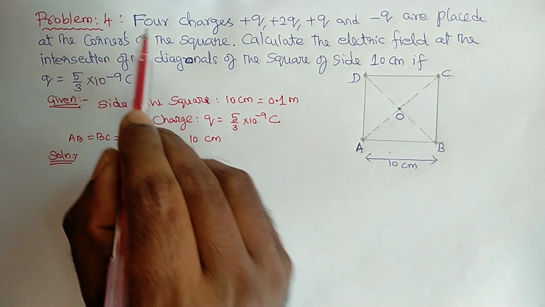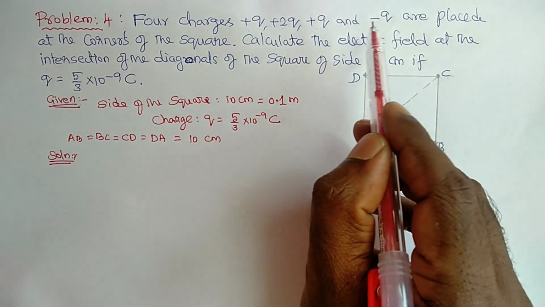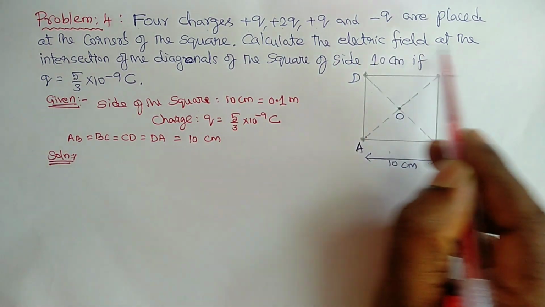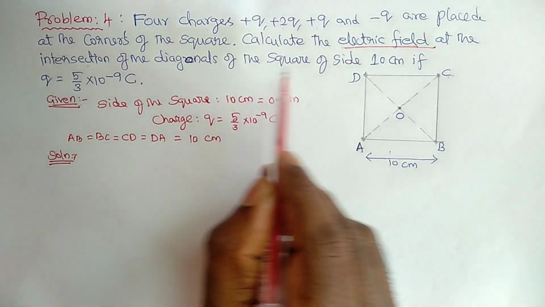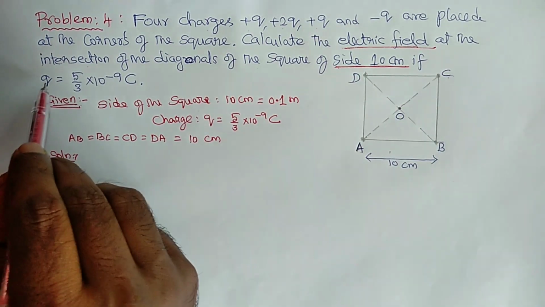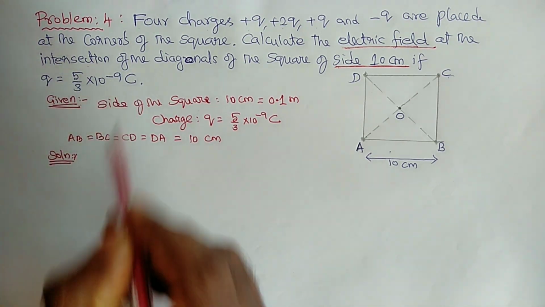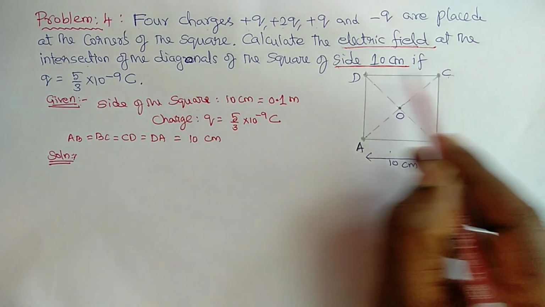So problem 4. Four charges plus q, plus 2q, plus q and minus q are placed at the corners of the square. Calculate the electric field E at the intersection of the diagonals of the square of side 10 centimeter. If charge q placed at each corner is equal to 5 by 3 into 10 power minus 9 coulomb. So let us consider a square ABCD.